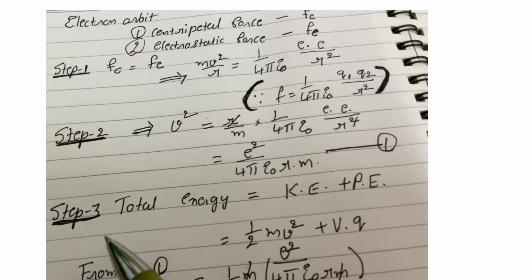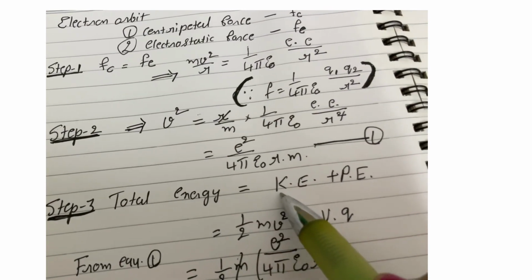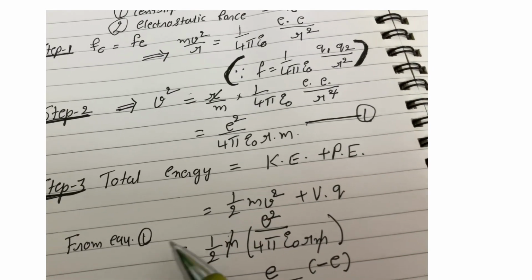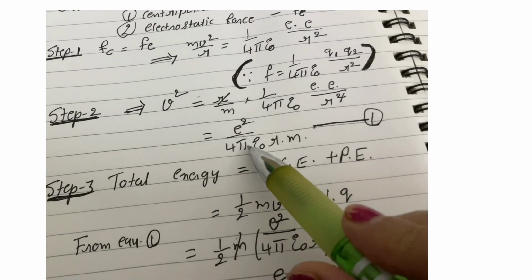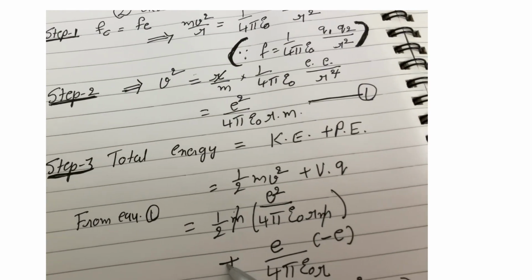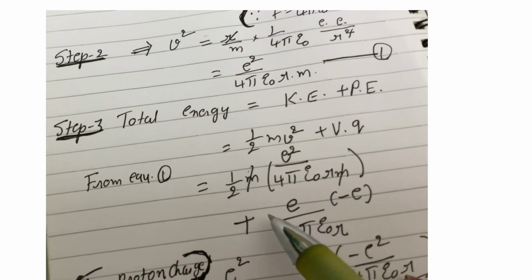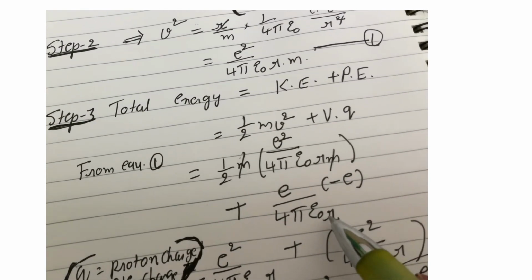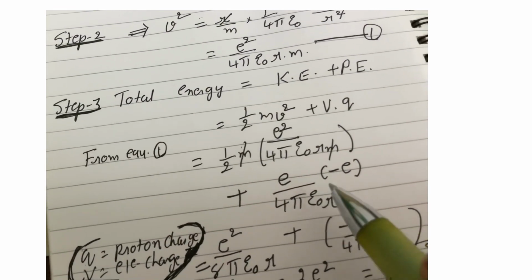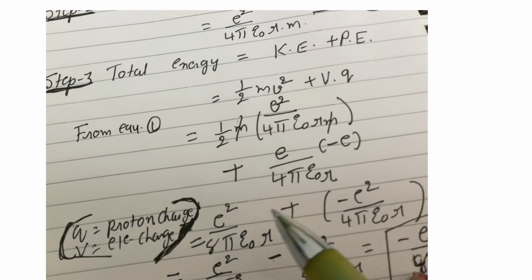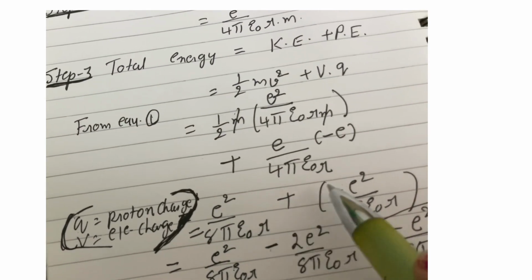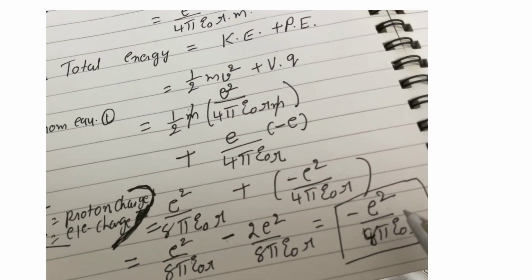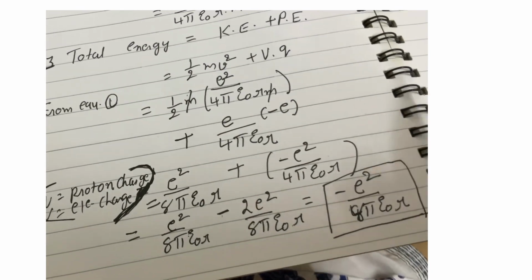Now total energy is equal to KE plus PE, which is half mv square plus V into q. Putting the value of v square from equation number 1, we get half m into e square upon 4 pi epsilon naught r m plus V q, where V means charge on the electron and q means charge on the proton. Our equation becomes e square upon 8 pi epsilon naught r minus e square upon 4 pi epsilon naught r.